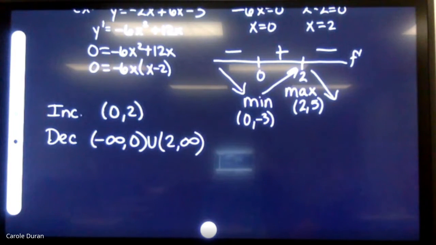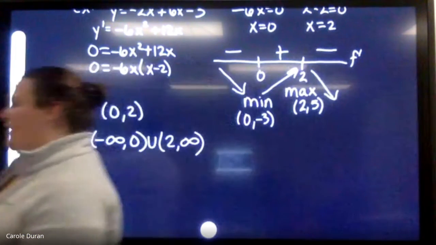Any questions on that? Anybody super confused by the first derivative test and what it tells us? It tells us the critical points, which helps us identify extrema, and it tells us where the function is increasing and where it's decreasing. Anything else? Okay, second derivative test, which I think is just as fun.